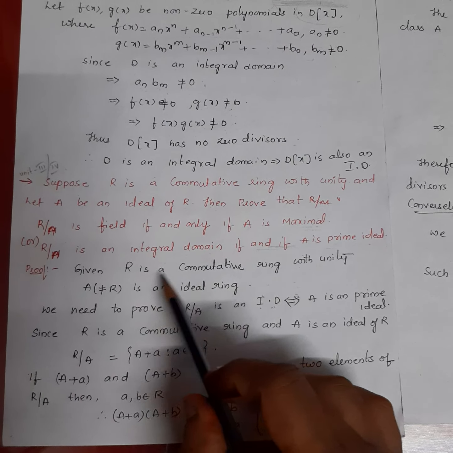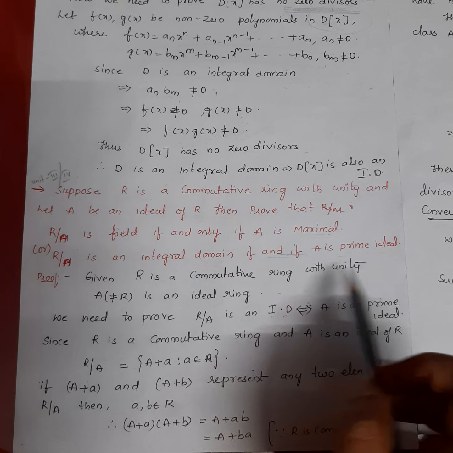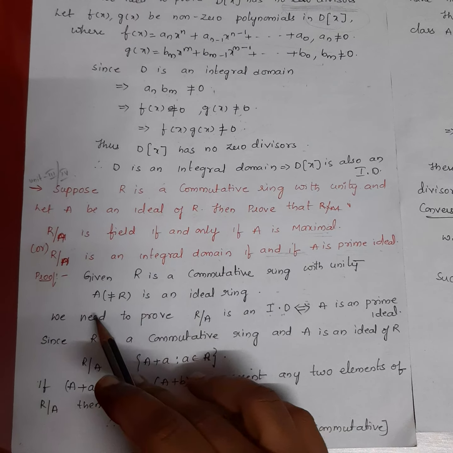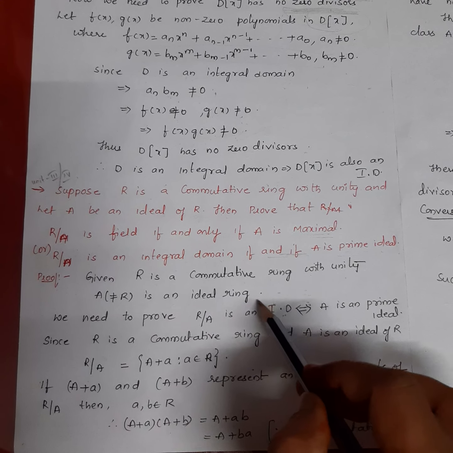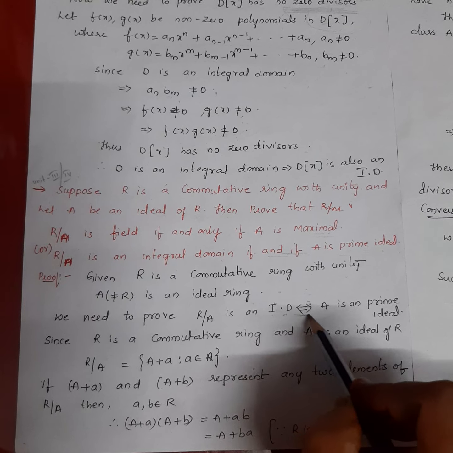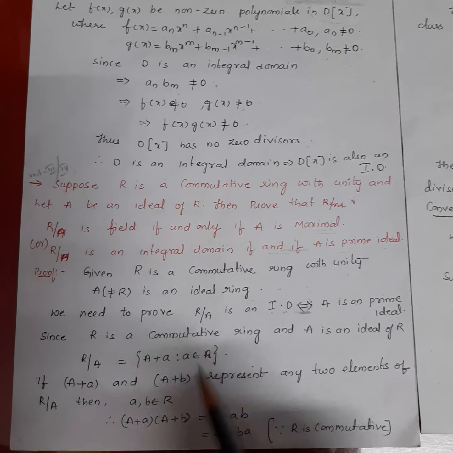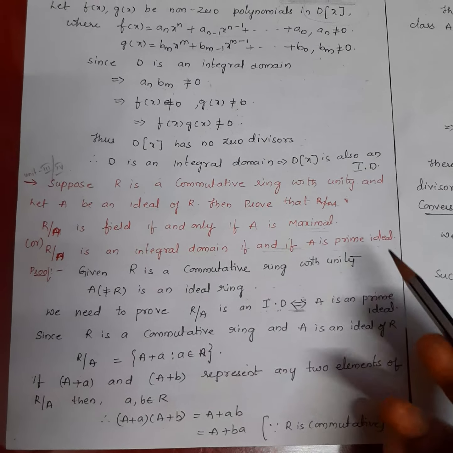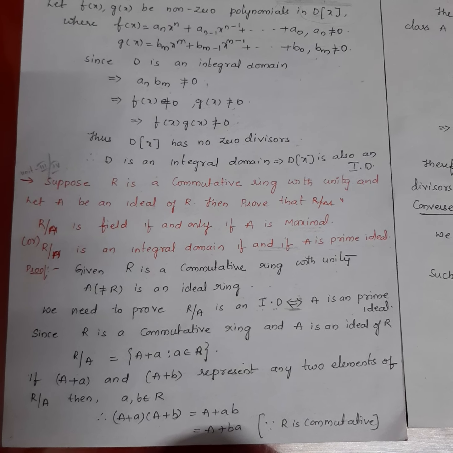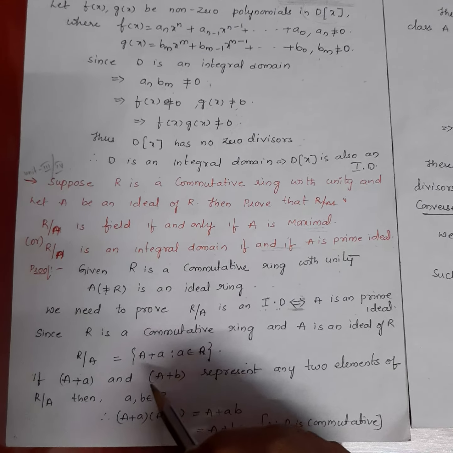Given R is a commutative ring with unity, and A is an ideal of R, so A is not equal to R. We are going to prove the if and only if condition: R/A is an integral domain and A is a prime ideal. First we will consider A is a prime ideal, then we will prove R/A is an integral domain. Before that we take that R/A is a commutative ring.